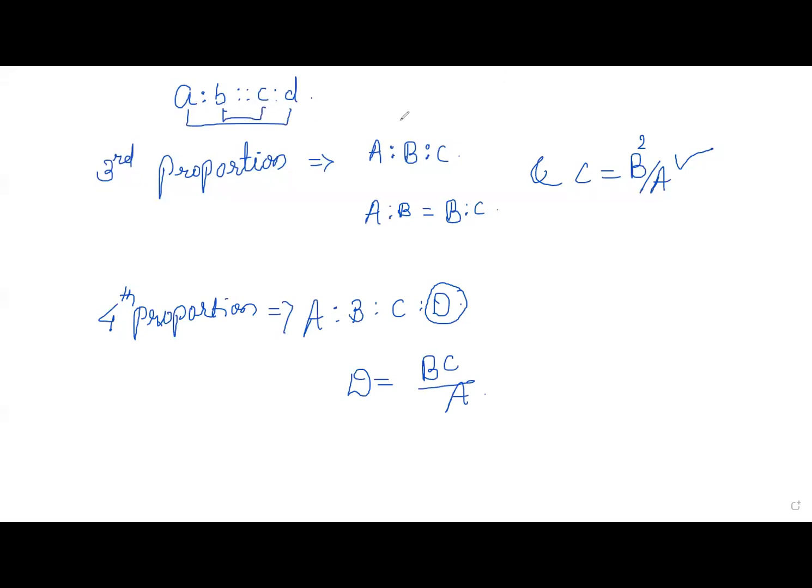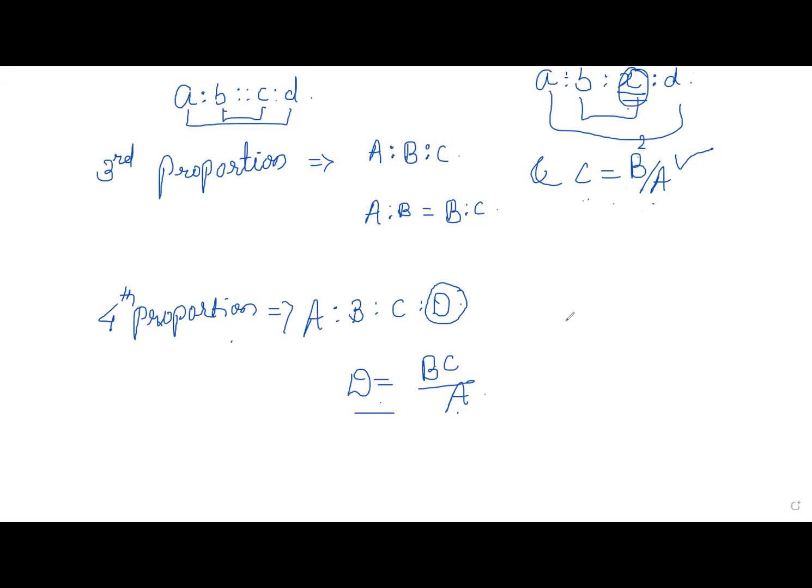Or you can consider, suppose third proportion, you are going to calculate a is to b is to x. In terms of third proportion, consider that x term is there. So x is to d. So multiplying these two terms, then these two terms, and then find out x. Otherwise, directly you can use the formula c is equal to b square upon a. In the same way, fourth proportion you can find out easily with the formula d is equal to bc upon a.